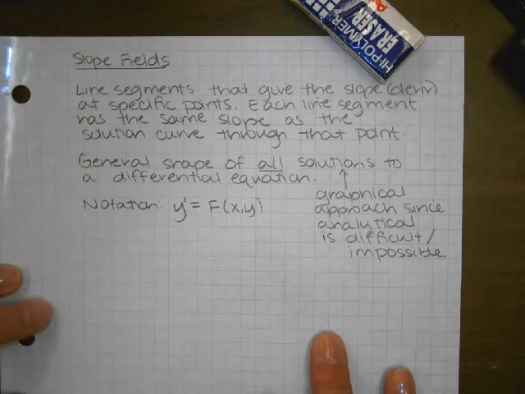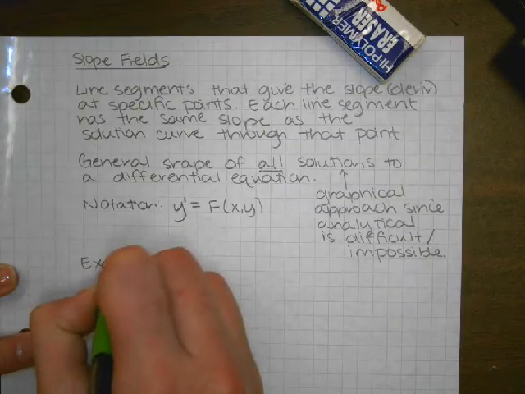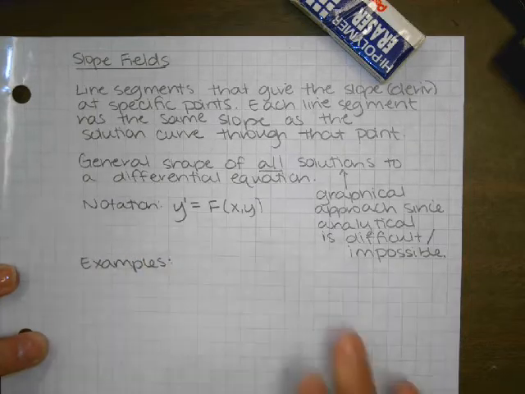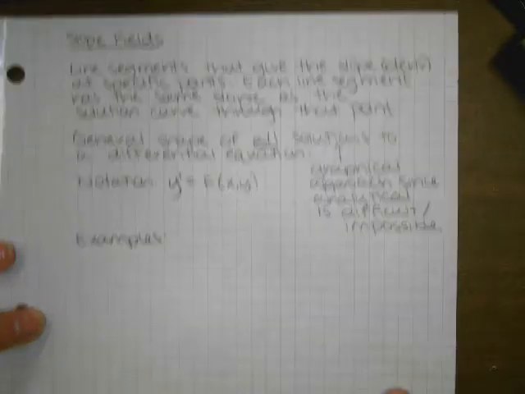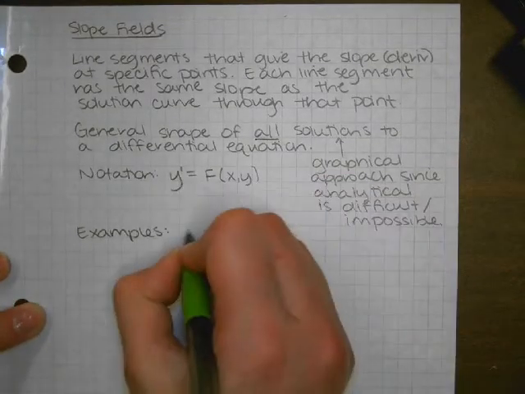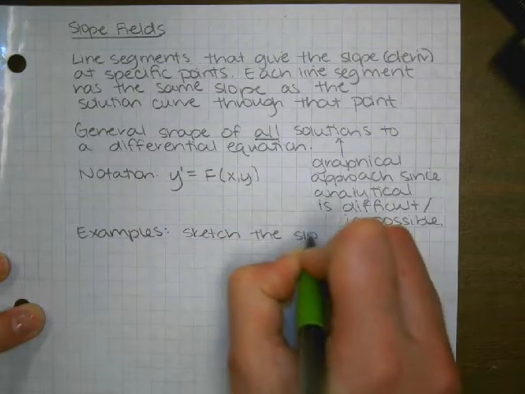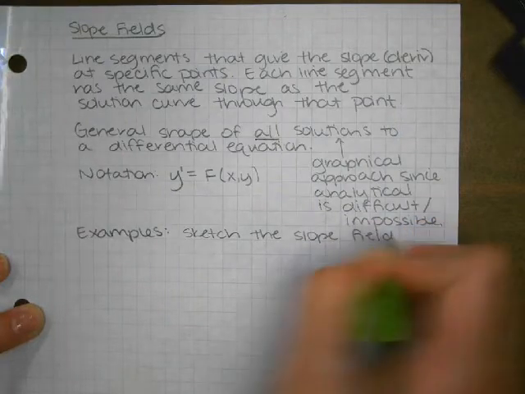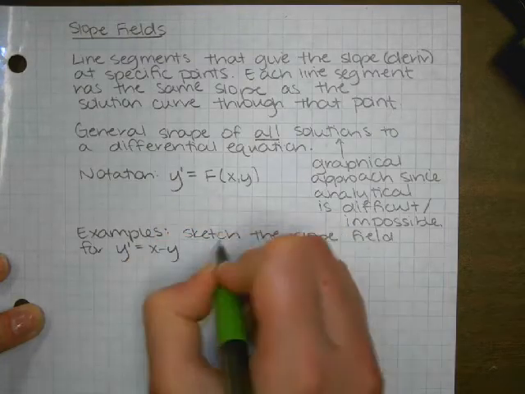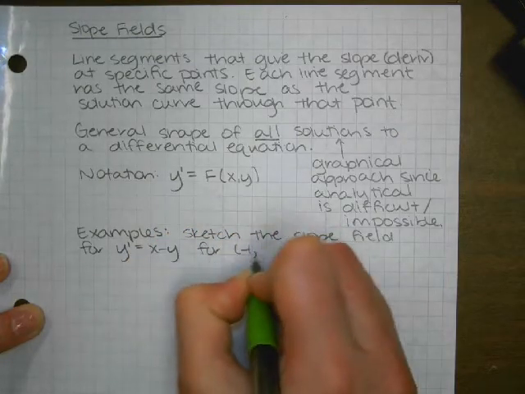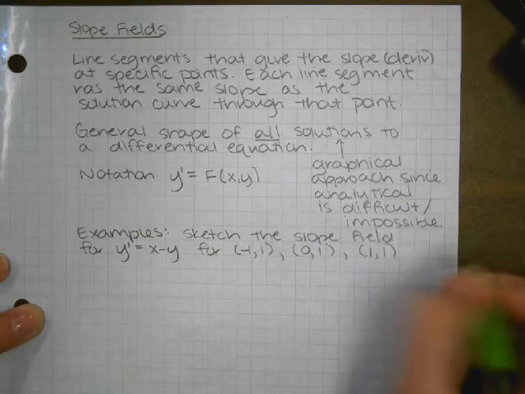Okay? All right, so these are best understood when you go through some examples. So that's what we're going to do. And then after we've done the examples, or especially in class tomorrow, if we need to come back and revisit some of this and what it means, we can certainly do that. So we are going to sketch the slope field for y prime equals x minus y for the points negative 1, 1, 0, 1, and 1, 1.